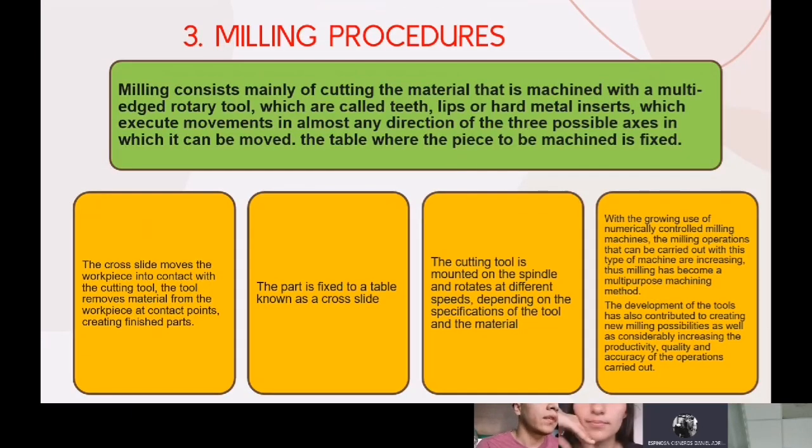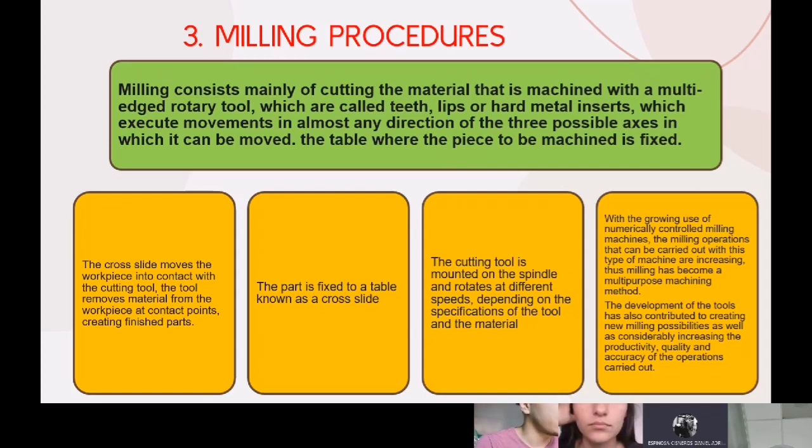Milling procedures. Milling consists mainly of cutting the material to be machined with a multi-edged rotary cutter, with teeth, lips, or hard metal inserts, which execute movements in almost any direction of the three possible axes in which it can be moved. The table is where the piece to be machined is fixed.